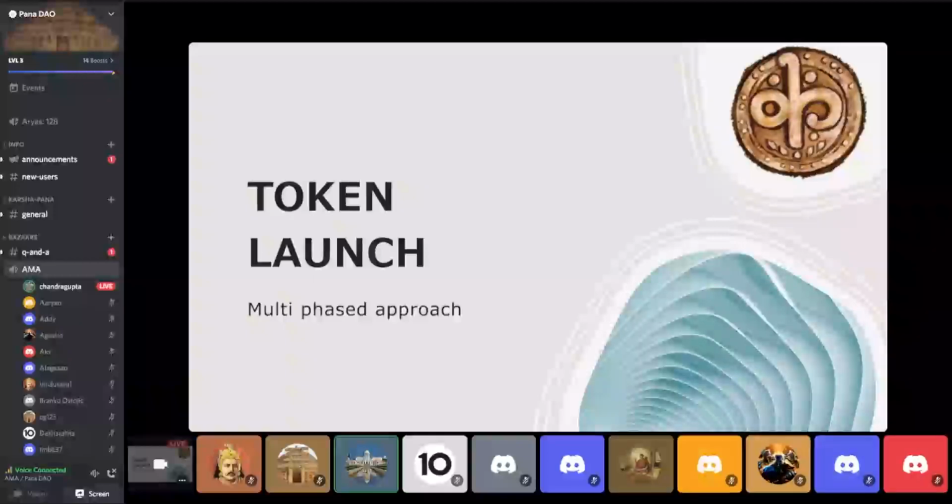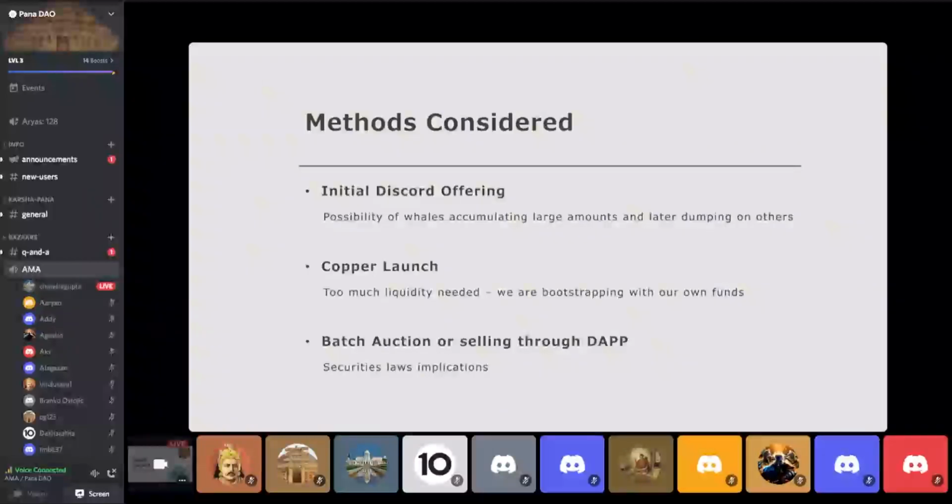So let's go ahead and check the methods that we considered for token launch. Now, these methods are the most common methods that are used by other DAOs and widely used in the crypto industry for launching a new token. We will go through each of these methodologies, and also try to explain why we eliminated or discarded a certain launch methodology. The first method that we considered was initial DEX offering.